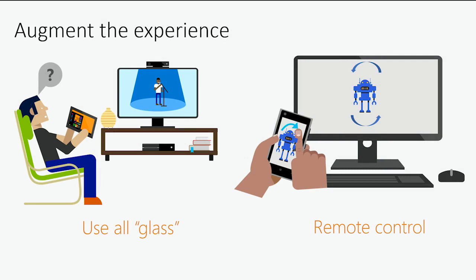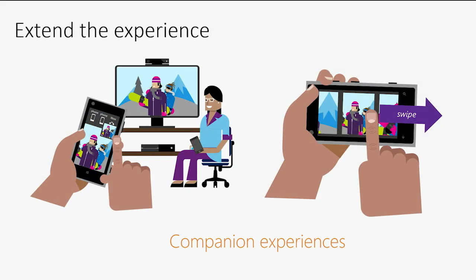Some examples of these types of experiences include enhancing experiences with your apps by using all the glass of your devices around you, transferring experiences from one to the next. Or you could choose to use a device as a remote control for the other. Perhaps you have an app that would be perfect for providing companion-like experiences between devices. This is all capable using the Project Roam platform.